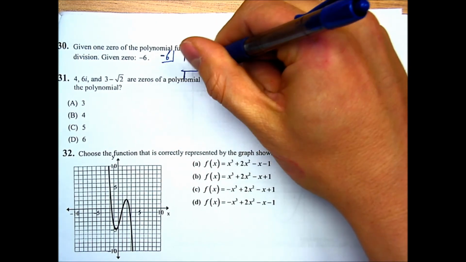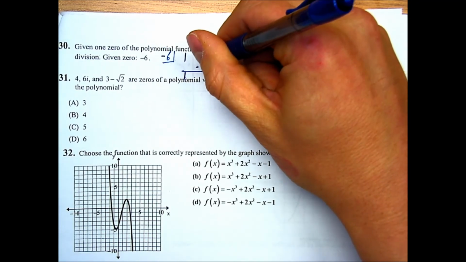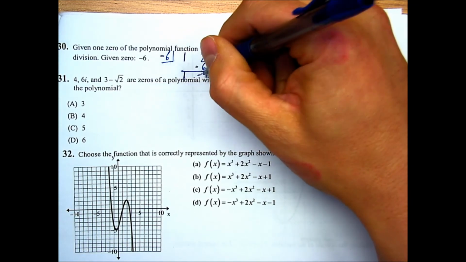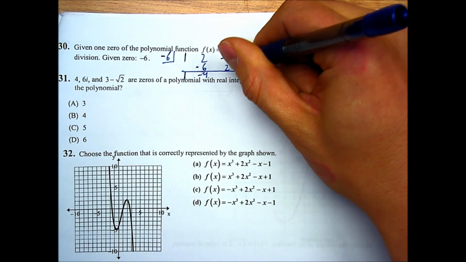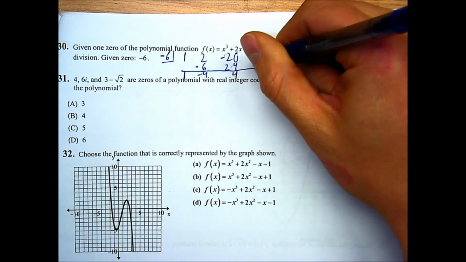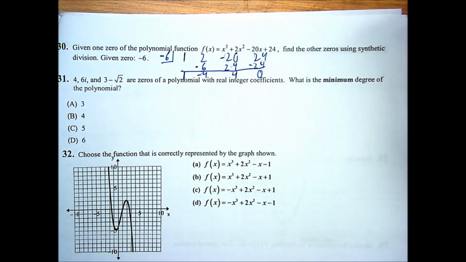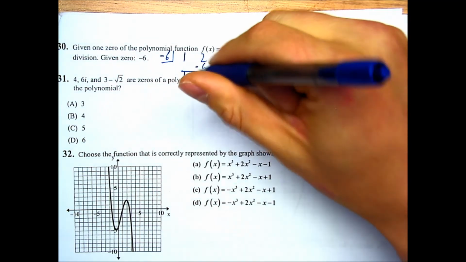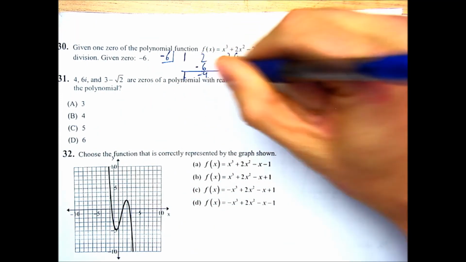Alright, so the 1 comes straight down. -6 times 1 is -6. 2 plus -6, or 2 minus 6, is -4. -6 times -4 is +24. -20 plus 24 is +4, and then -6 times 4 is -24. And again, my remainder is in fact nothing, as we talked about in the previous question. If it is in fact a 0, when it divides in, it will have nothing as a remainder. Or if it's a factor, x plus 6 is the factor here, when it divides in, it will have no remainder. Alright, so this is the remaining items, which represents an x squared, a -4x, and a +4.